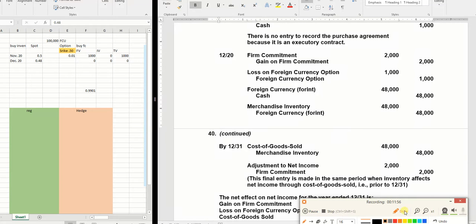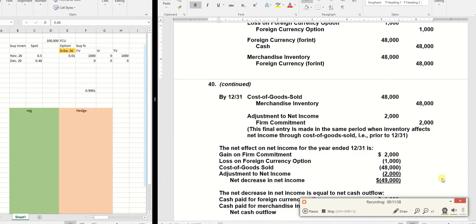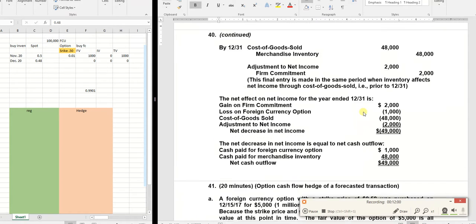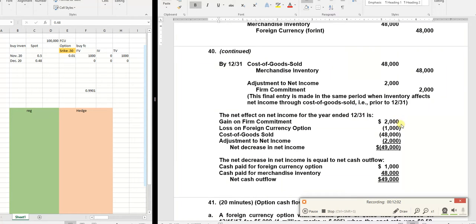All right, so I'm going to clear that. Get that off there. And so you can see the impact on net income is I have a gain, a loss on the option. I think that's misleading again because they don't record the sales. They just do the cost of goods sold and the $2,000 adjustment. So if you take off that $48,000, you've basically got a $1,000 loss there, etc. So the net cash outflow is what I paid for the inventory plus what I paid for the option of $1,000. Hopefully that helps.